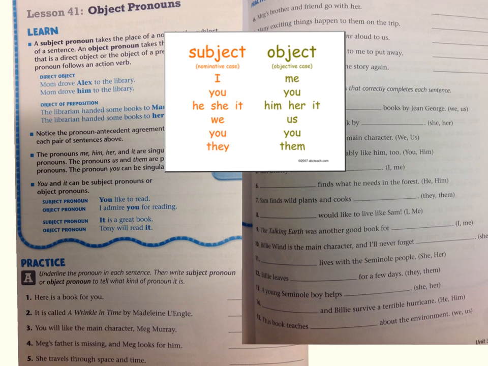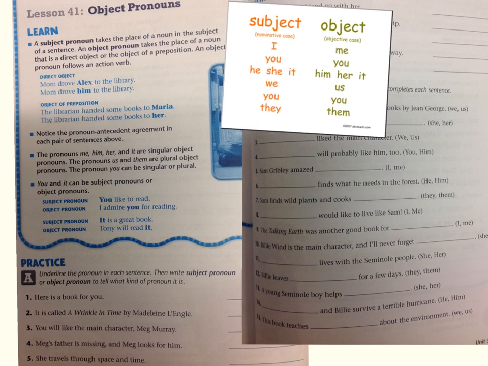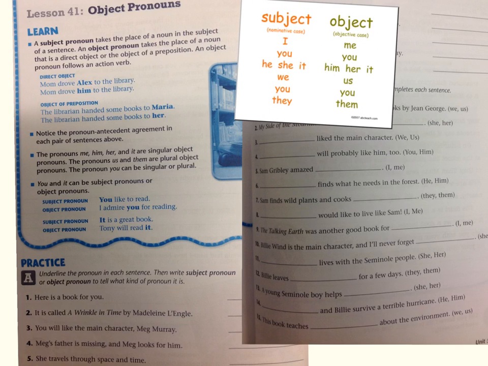You'll see that subject goes along with the subject of the sentence, or the object in the sentence or of the preposition. So let's go ahead and get to the information. It says a subject pronoun takes the place of a noun in the subject of a sentence. An object pronoun takes the place of a noun that is a direct object or the object of a preposition. An object pronoun follows an action verb.